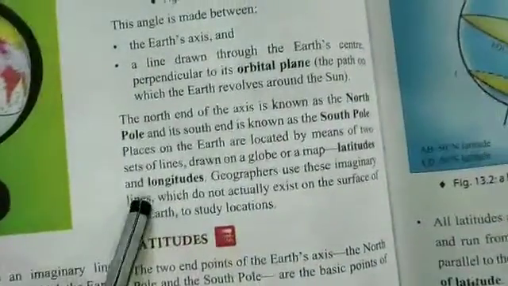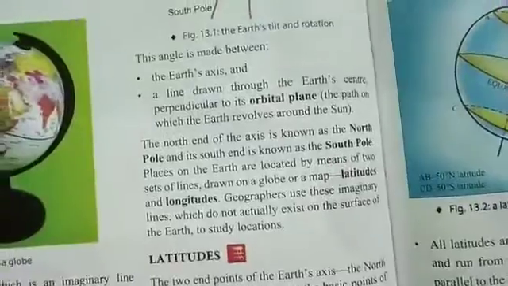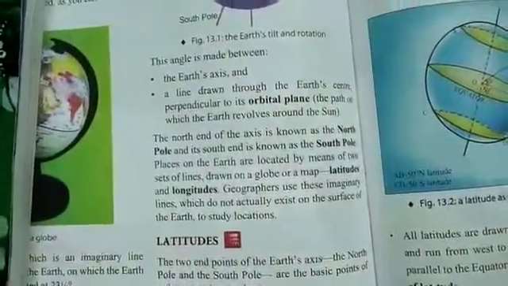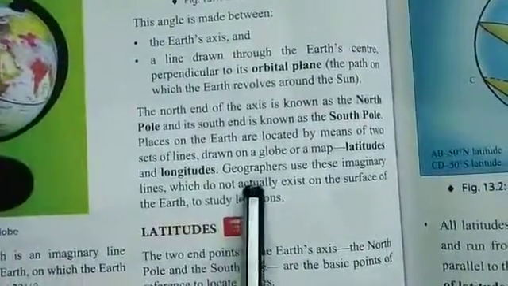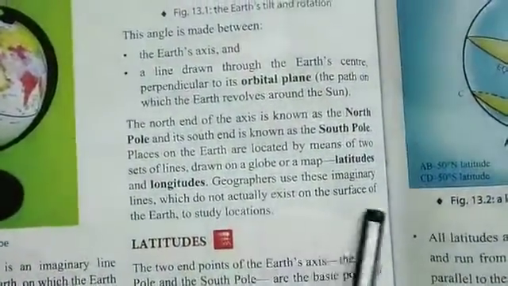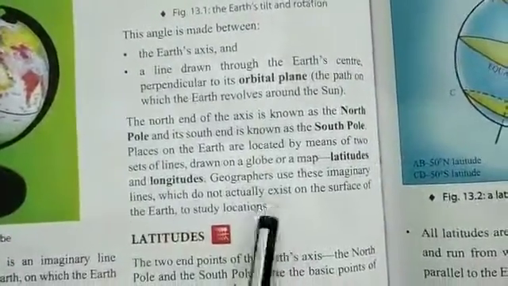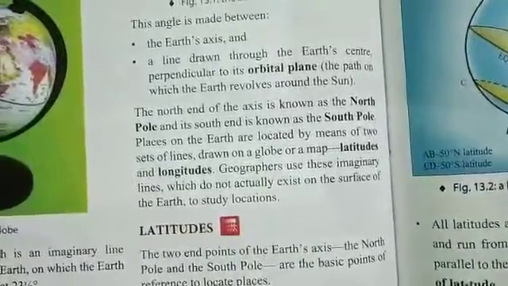Now, geographers use these imaginary lines, which do not actually exist on the surface of the Earth, to study locations. So geographers, those who study geography, use these imaginary lines which do not exist on the surface of the Earth, to study the location of different places.